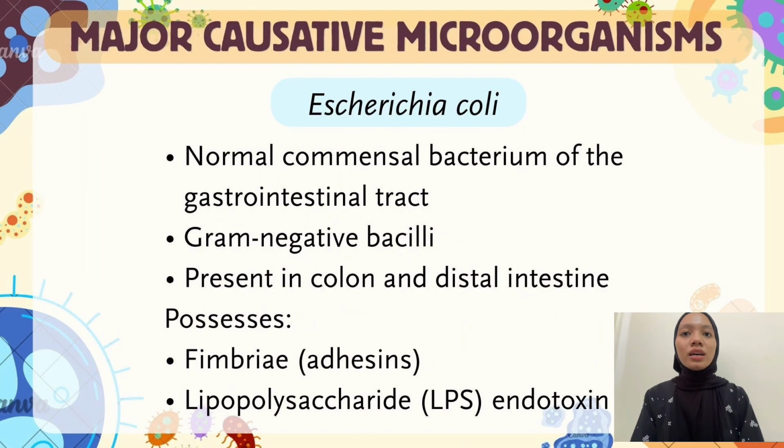Okay, so first, E. coli is a gram-negative bacillus that normally exists as a commensal bacterium in the gastrointestinal tract, particularly in the colon and distal intestine. E. coli possesses fimbriae, which usually help the bacteria to adhere to epithelial surfaces, and lipopolysaccharide, or LPS endotoxin, which usually contributes to inflammation and also disease severity.